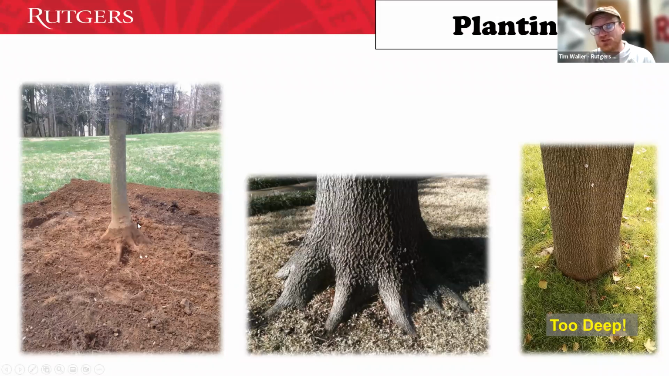And the tissues in the root flare are not the same types of tissues as root systems. They are not meant to be constantly submerged under soil. So that can lead to decay, which can lead to wounds, which can lead to rots, which can lead to full decline of that plant.